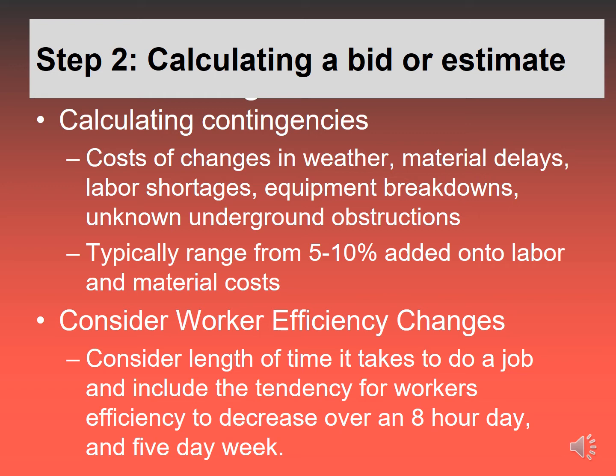Think about that. If you're trying to keep track of how long it takes one worker to build one lineal foot of standard wooden fence, that might take them 2 hours on Monday, but it would take 3 on Friday. They can get tired, they can get worn out, they can get bored. So efficiencies of labor change too.